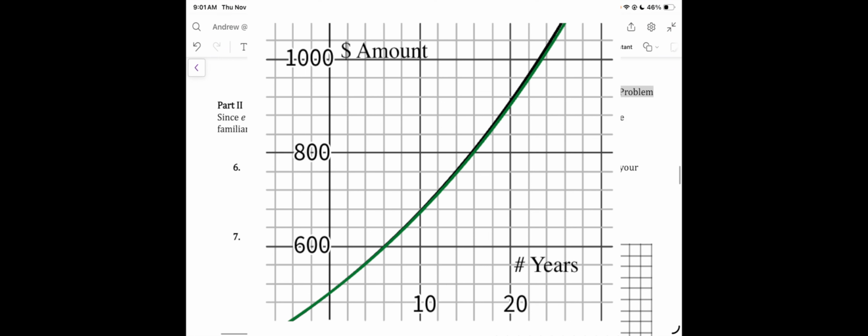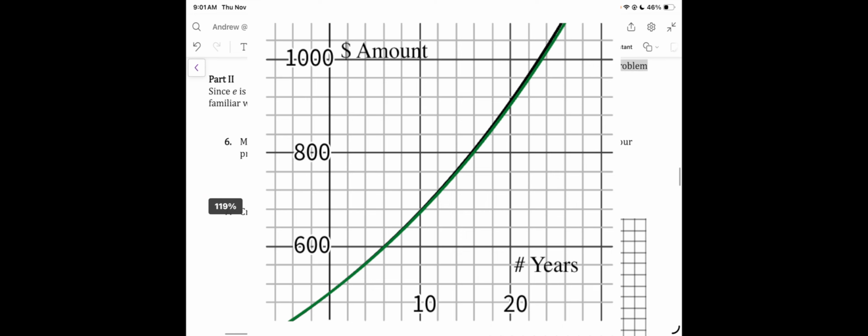So, part 2. Since e is widely used to model exponential growth and decay, let's get a little bit more familiar with this exponential. Make a prediction about the graph. Explain what prior knowledge you used to make your prediction. So you think about it, it should look like any other exponential, such as 2 to the x or 3 to the x.